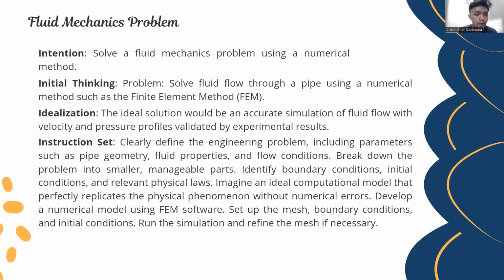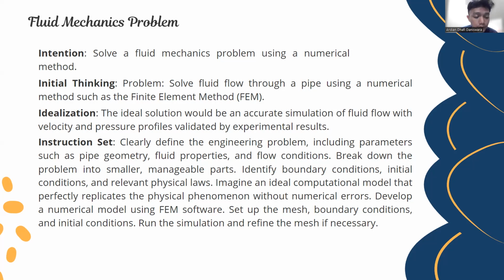So the first problem is how to measure the fluid mechanics problem. The intention: solve a fluid mechanics problem using a numerical method. The initial thinking: solve fluid flow through a pipe using a numerical method such as the finite element method. The idealization: the ideal solution would be an accurate simulation of fluid flow with velocity and pressure profiles validated by experimental results.